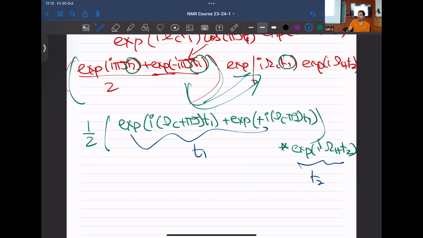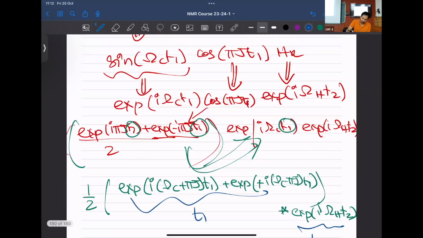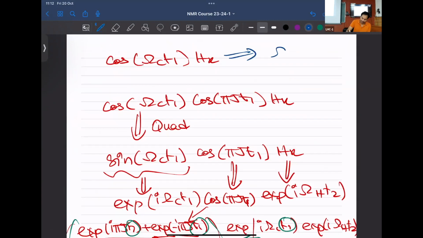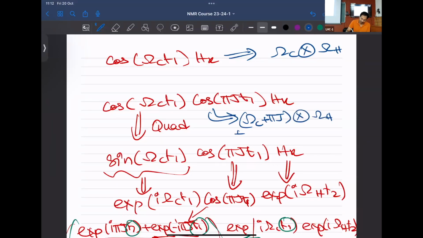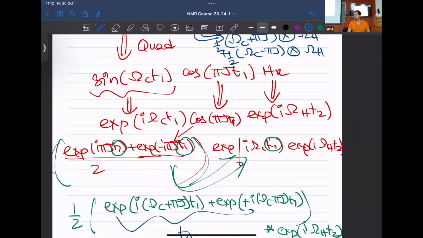So what is happening is that instead of getting one chemical shift correlated with each other, on the other hand, what you end up getting here, you get omega c plus pi J convoluted with omega h plus omega c minus pi J convoluted with omega h. Of course, there is a half term for both. So therefore, the signal intensity does reduce, but the scalar coupling of protons still evolves.